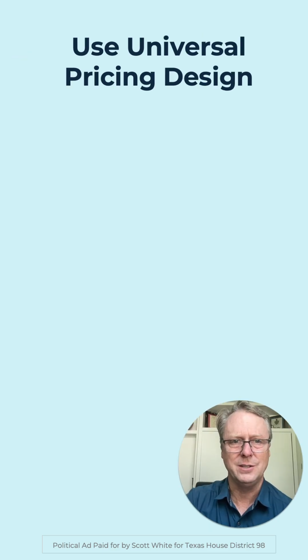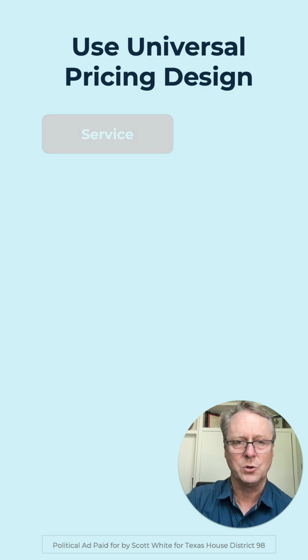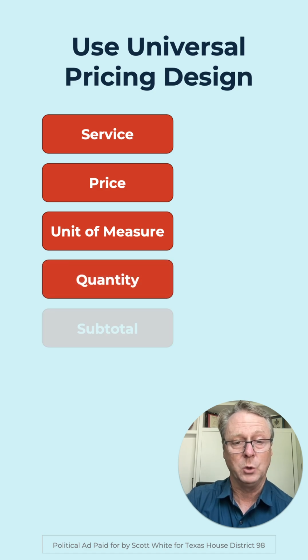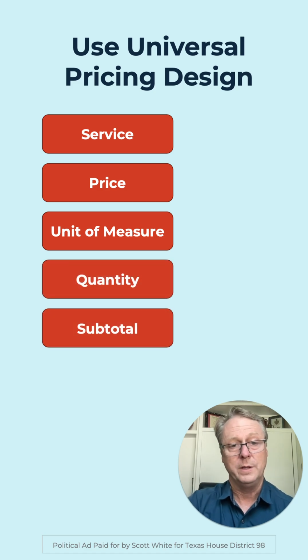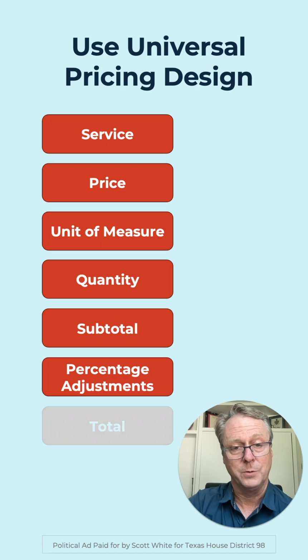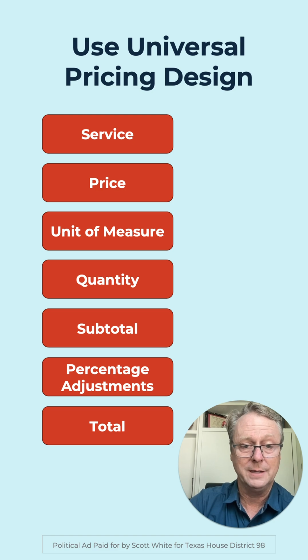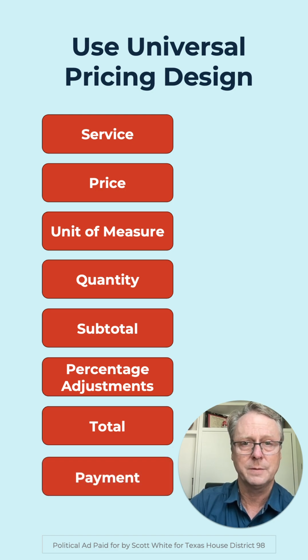My recommendation is to use the universal pricing design. So this is describing a service, a price, unit of measure, quantity, and a subtotal for every line item. We then have a percentage adjustment for taxes or rebates at the bottom, and then we total. This is used on every invoice, every business system that exists that I know of. And ultimately, later on, there's a payment process.